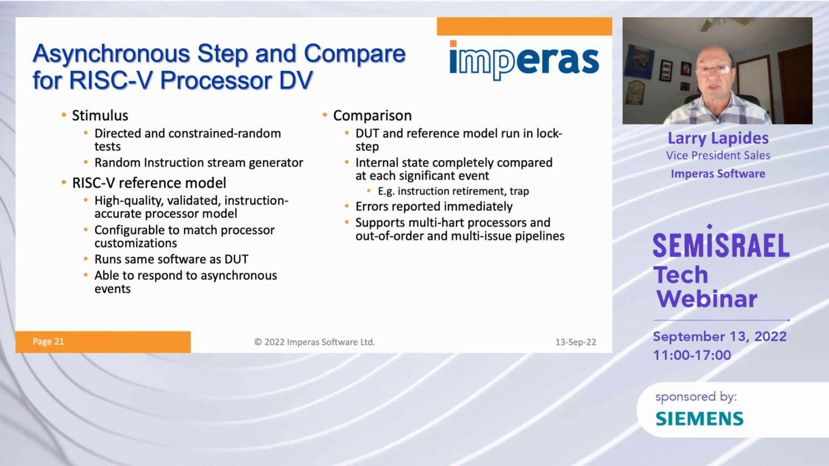Needs to be able to do comparison. So the comparison is the next step. The DUT and the reference model run in lockstep. The internal state is completely compared at each significant event. Typically, this is going to be on instruction retirement. Errors get reported immediately so that you can quit the simulation and not waste any more simulation cycles. And this supports multi-hart processors and out-of-order and multi-issue pipelines, as well as handling those asynchronous events like interrupts.